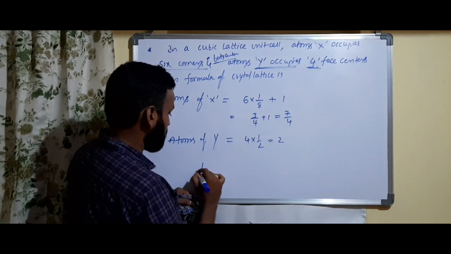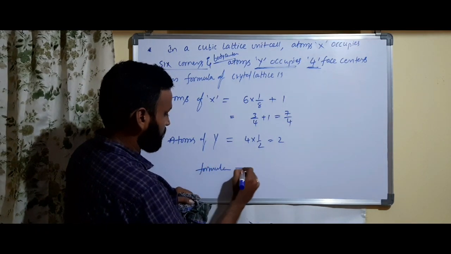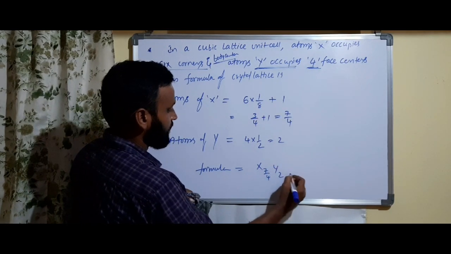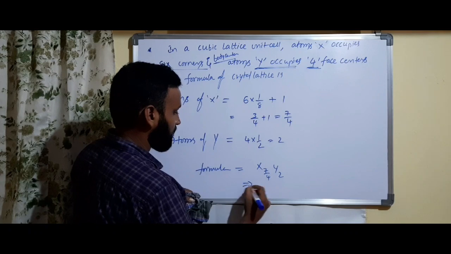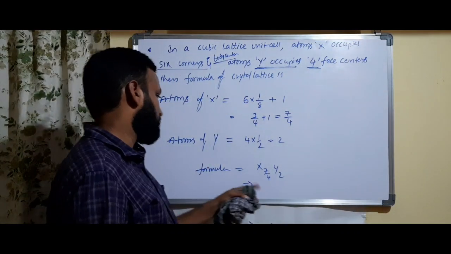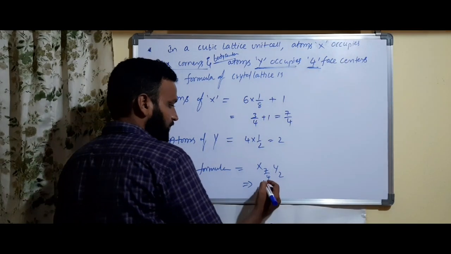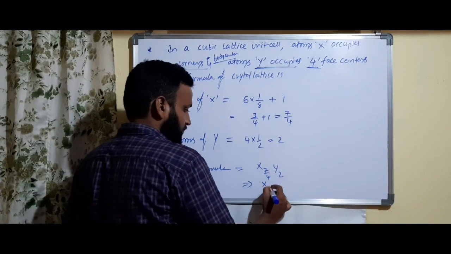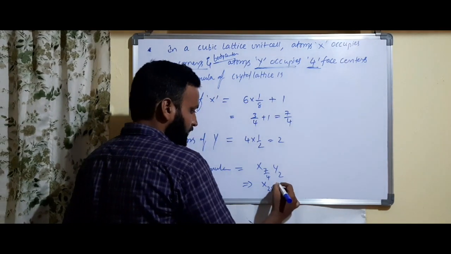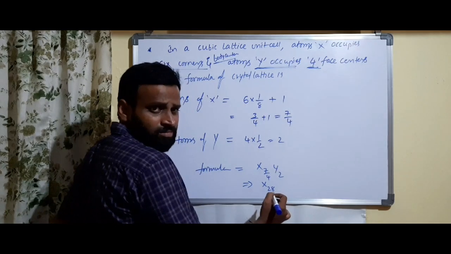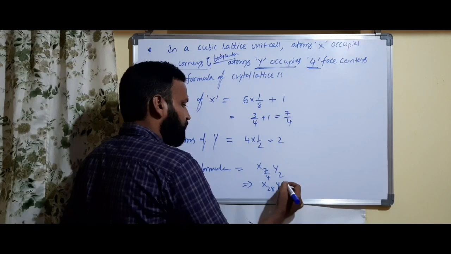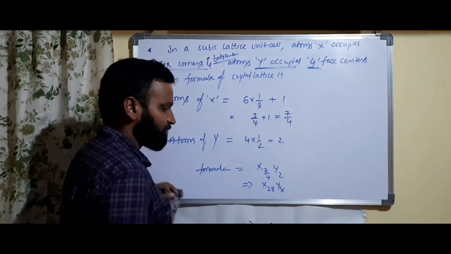So what is the formula now? Therefore the formula will be X 7 by 4 and Y 2. So multiply with 4, and you will get the correct formula of this particular compound. If you multiply with 4, X will be 28 and Y, 4 twos are 8. Again you can simplify this.